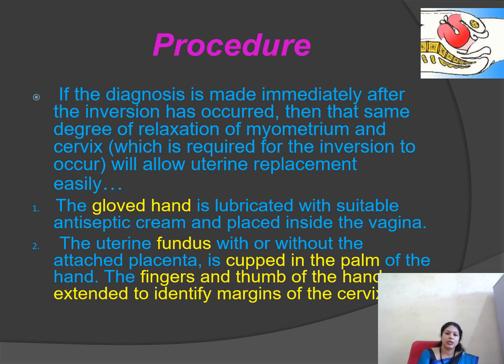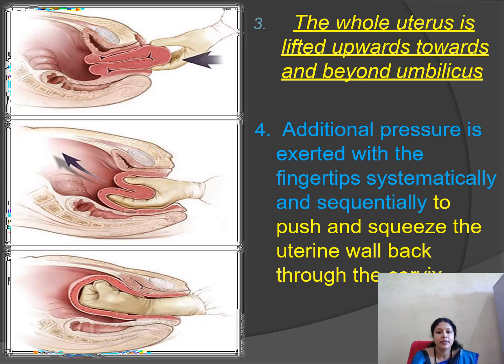For that, first you should maintain sterile aseptic practices, put on gloves and lubricate your hands by using antiseptic cream, and hold the uterine fundus inside your hand. I will show you the picture. See here, this is the uterine fundus. Just hold the uterine fundus in the cup shaped hand, and the thumb and index finger should be applied over the cervical region or over the sides.